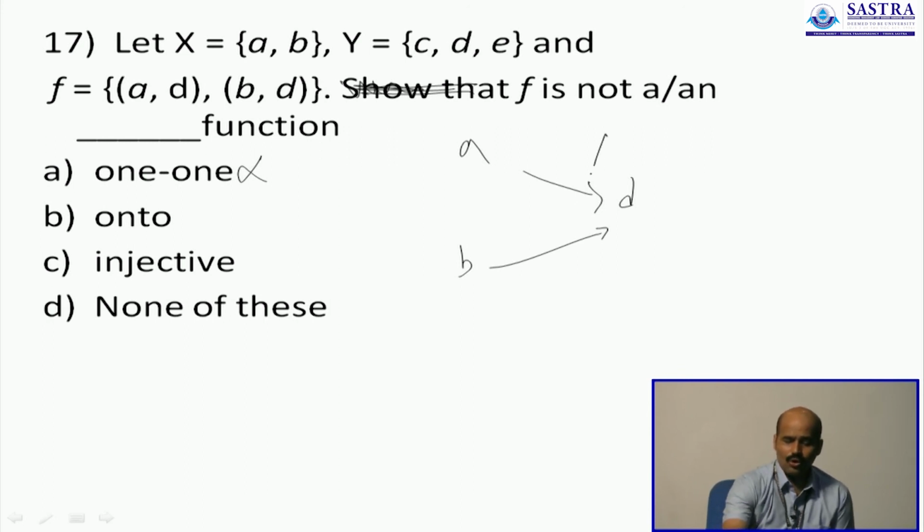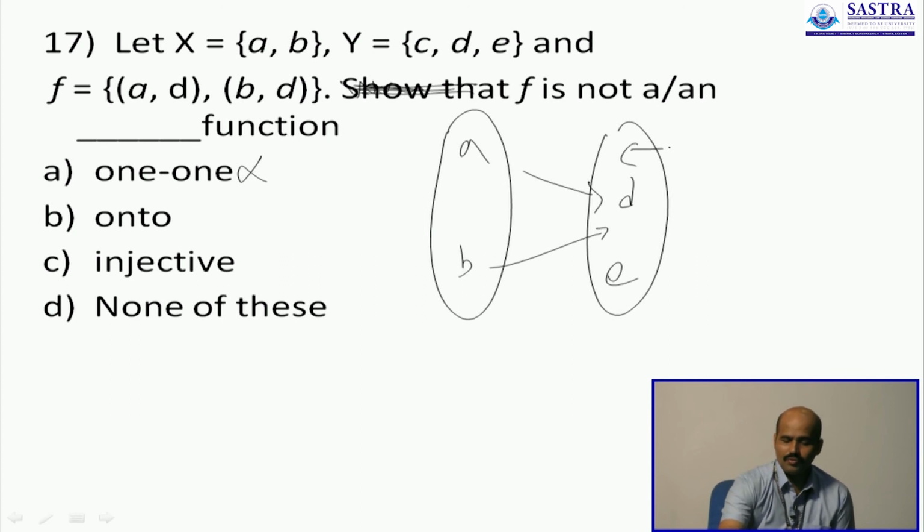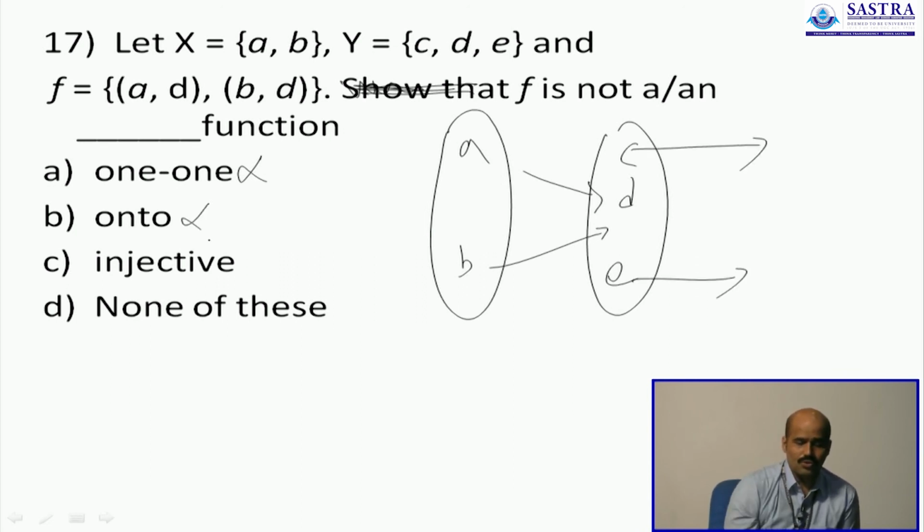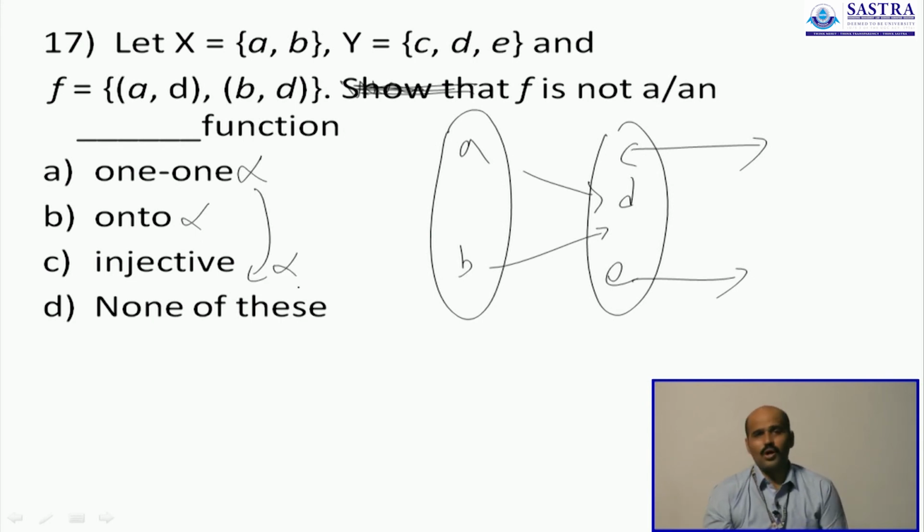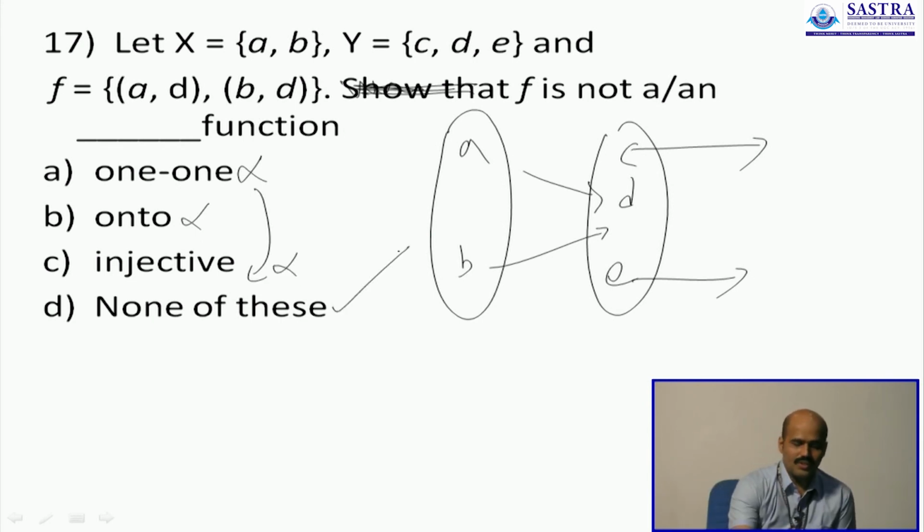It is also not onto, because you have C and D which are left out. There are no images for C, no images for D, for E, therefore onto is also not proper, and it is not injective, because injection talks about a one-to-one function again. If option A is wrong, option C is also wrong. None of these is what suits the bill. It is actually a many-to-one into function, just like the x squared function we saw.